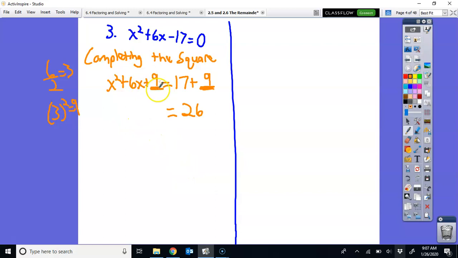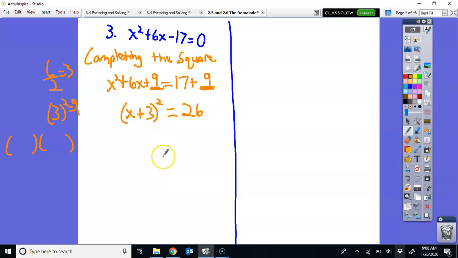The reason for adding this 9 is because now this thing is one of those perfect squares we talked about where both parentheses are exactly the same. And it's going to be x plus 3. Do you notice that the 6 divided by 2 was 3? That's going to be the same thing that I get here. That's called completing the square. It's making it be a perfect square.